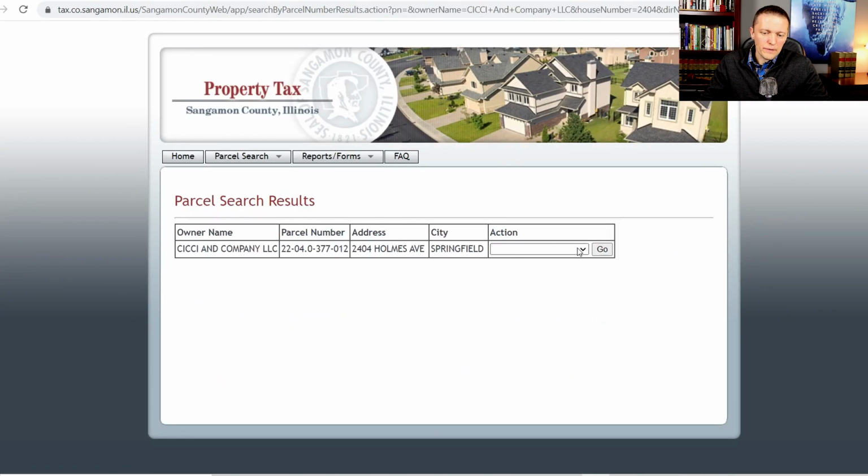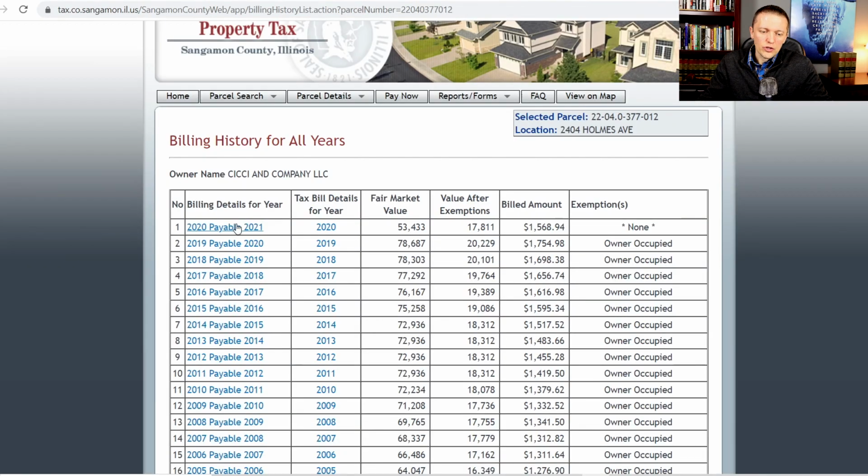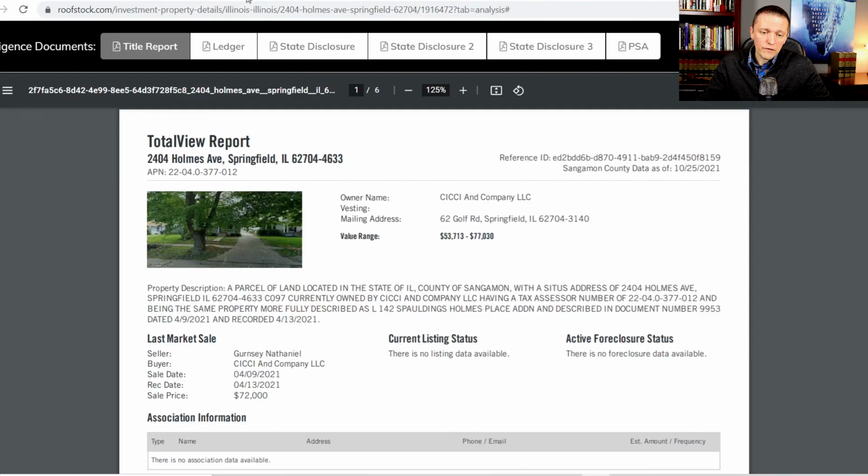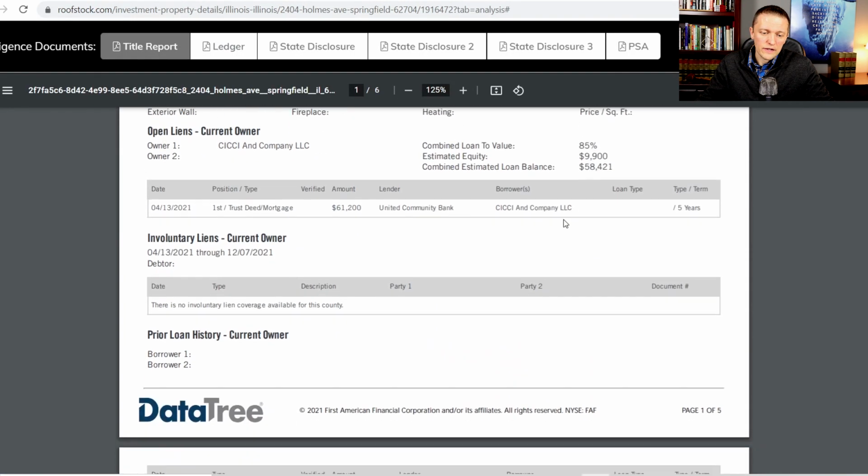And here's the property. So let's take a look at billing history. So in here you can see the 2020 property taxes, and we can confirm that $1,568.94 was the billed property tax amount for this property. So that's good. We confirmed the information that is provided to us in the title report.